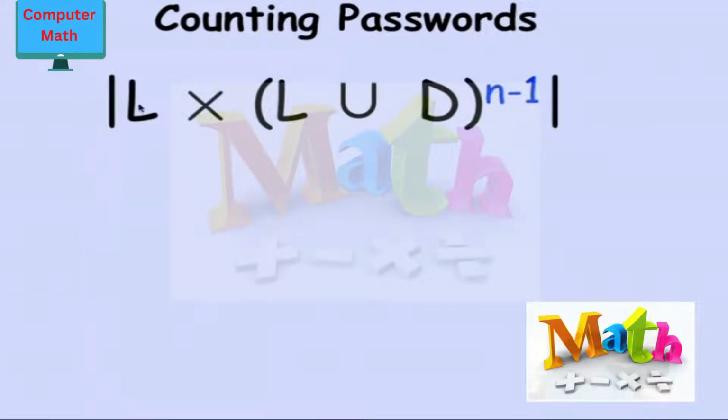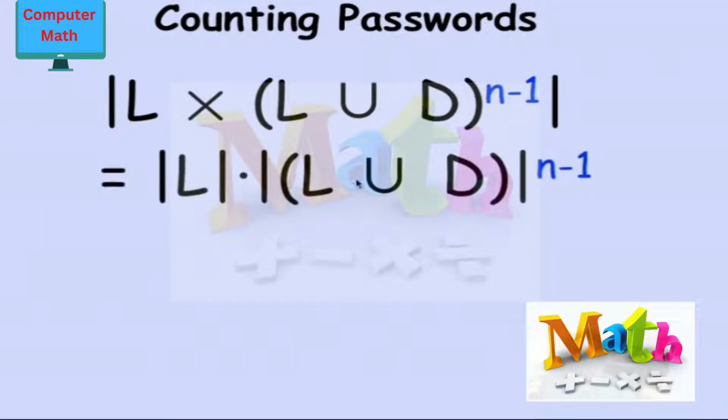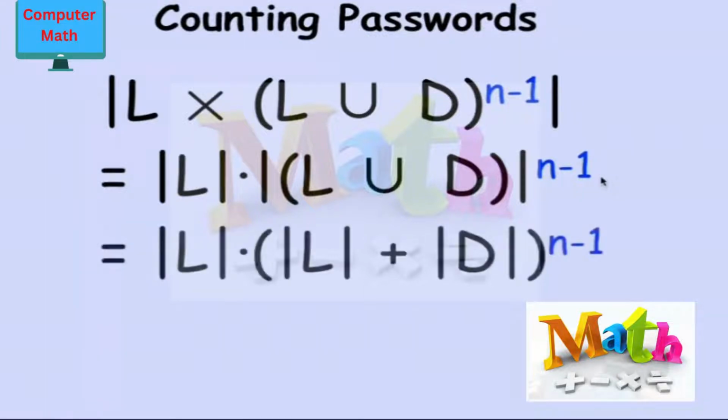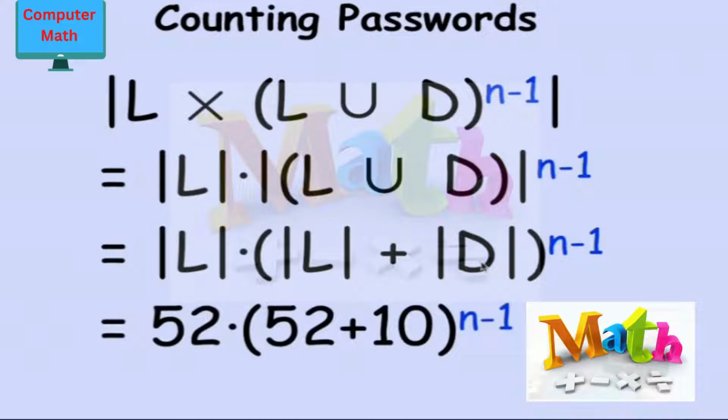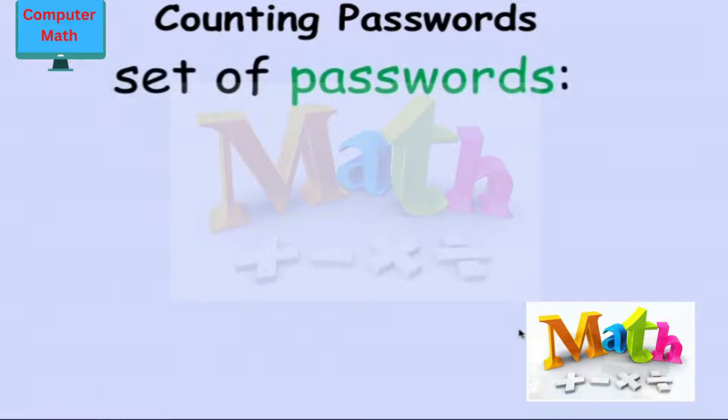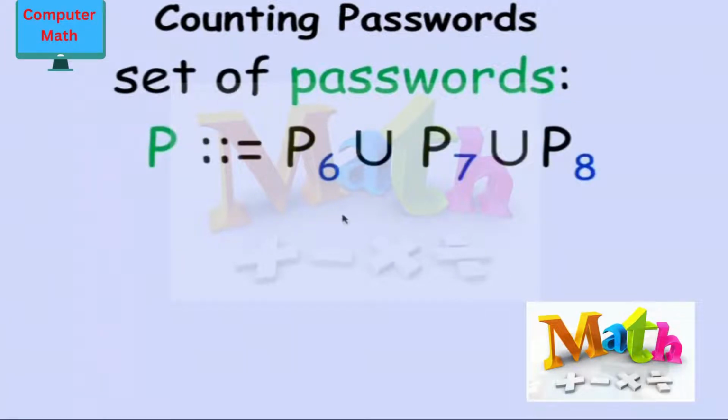Well, now we have an easy way to count this, because the size of this product by the product rule is the size of L times the size of L union D to the n-1st power. And of course, since letters and digits don't overlap, by the sum rule the size of L union D is just the size of L plus the size of D. And so I get this nice formula: 52 letters times (52 letters plus 10 digits) raised to the n-1st power.